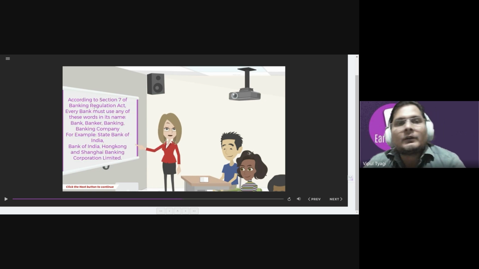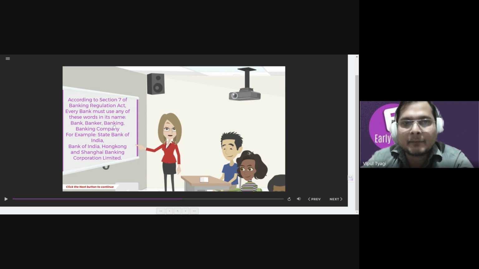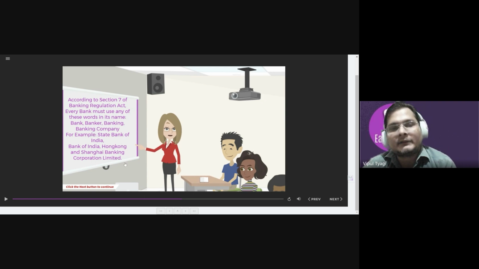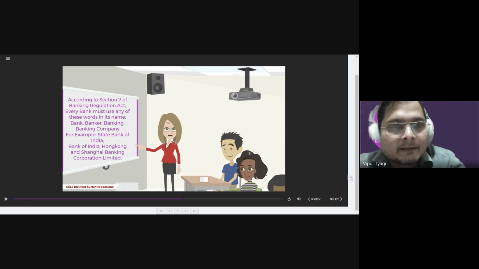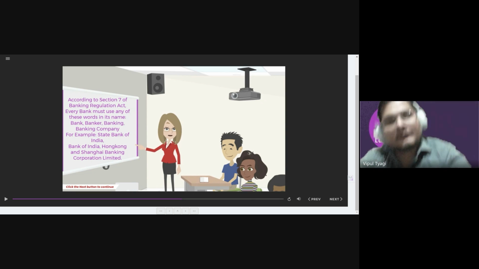According to Section 7 of Banking Regulation Act, every bank must use any of these words in its name, like bank, banker, banking company. For example, State Bank of India, Bank of India, Hong Kong Shanghai Bank Corporation Limited. So every bank has a legal obligation that they will use bank, banking company, banker with its name.